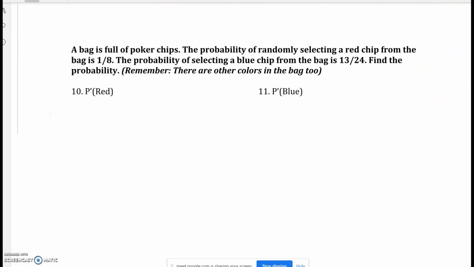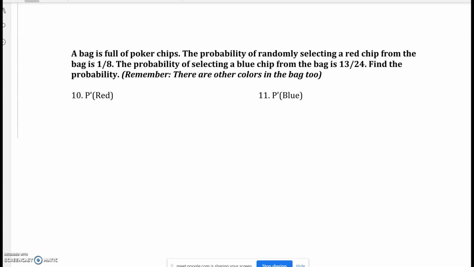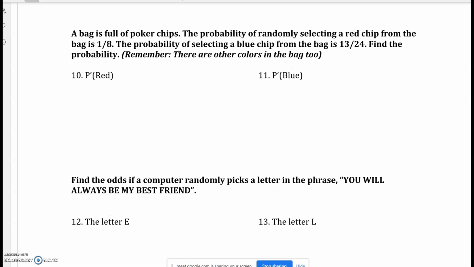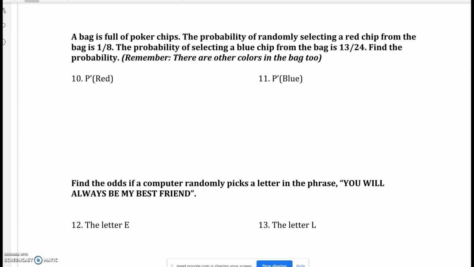Right, what's the next one? I think the next one's the same thing. A bag is full of poker chips. The probability of randomly selecting a red chip from the bag is 1/8. So the probability of selecting a red chip is 1/8. That means the probability of it not being red would be 7/8.